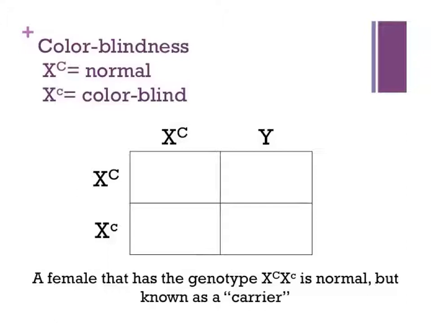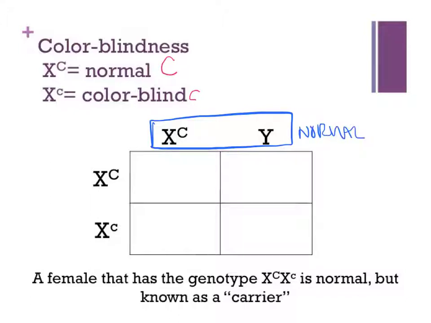Here's an example of color blindness. So we have to put the X in there to show that it is sex-linked, and it's on the X chromosome. And notice we still use a capital C for the dominant, which is normal, and a lowercase c for the colorblind gene. So the phenotype of our male here, and we know it's the male because of the Y, is normal. And the female, because they have one dominant C and one recessive, is heterozygous as the genotype, but the phenotype is normal as well.